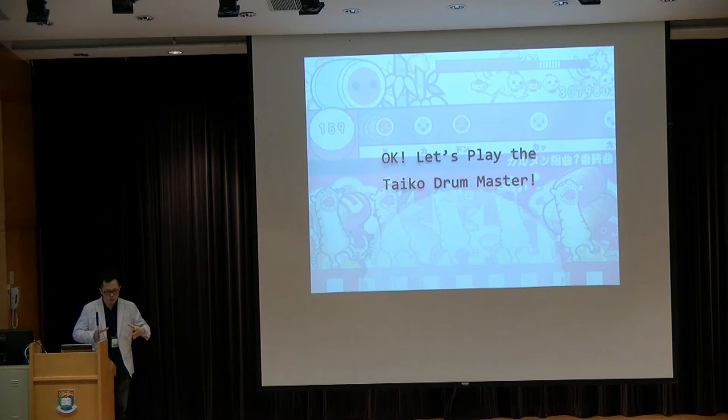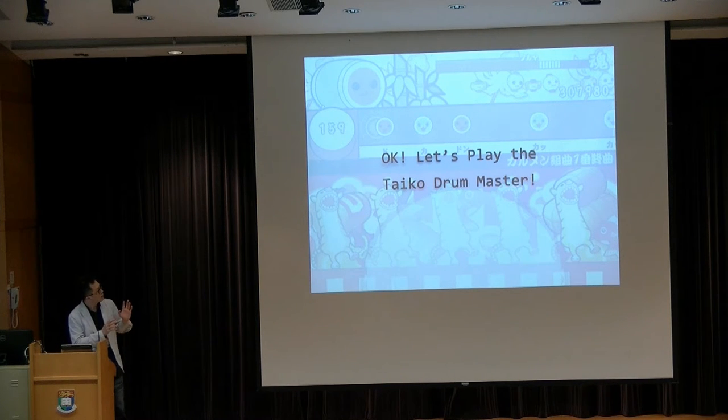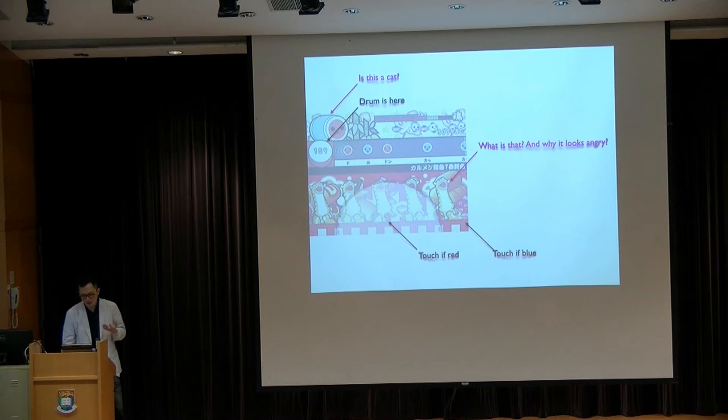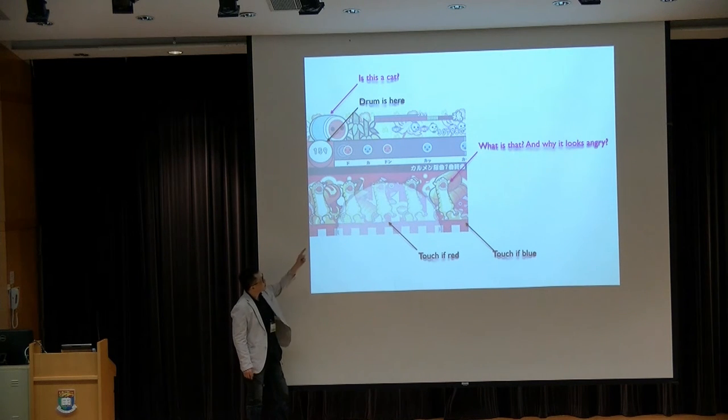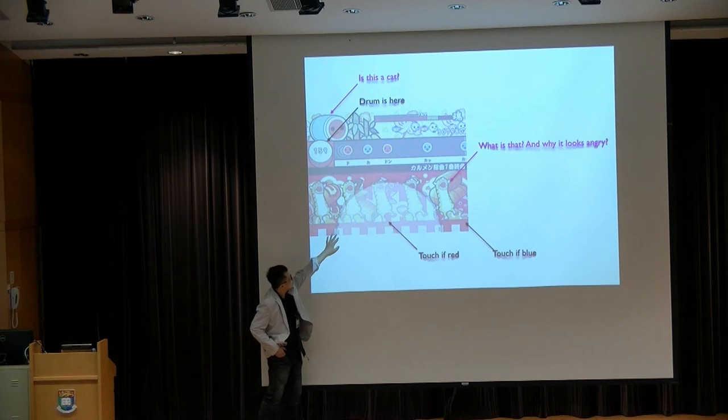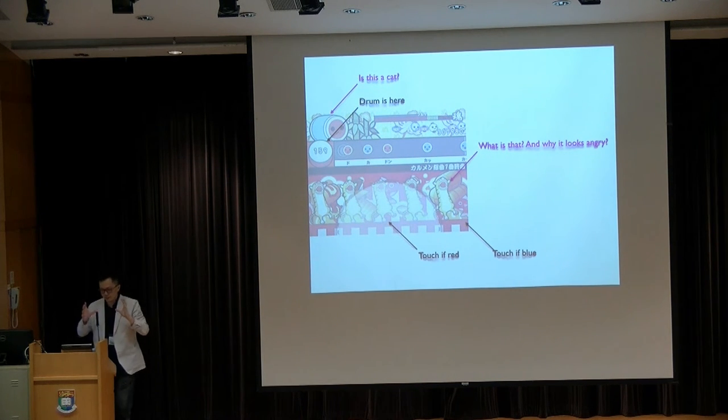Because my goal is to train her eye-hand coordination, I let her play Taiko Grandmaster. But the game's user interface is somehow difficult for kids, because the drawing is here, but you must touch the button, you must cut here. It is difficult for kids because the sun is there, but you must cut here. So actually my daughter cannot play this game well.